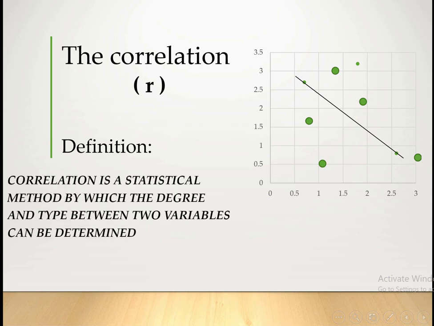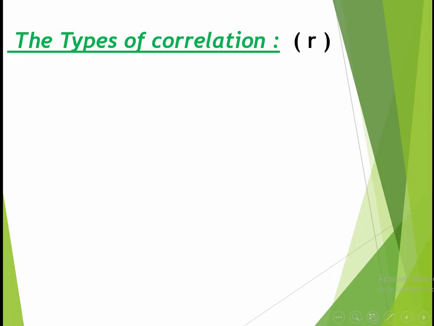So, the definition of our topic, which is correlation, is a statistical method by which the degree and the type between two variables can be determined. And the types of correlation have the symbol R.